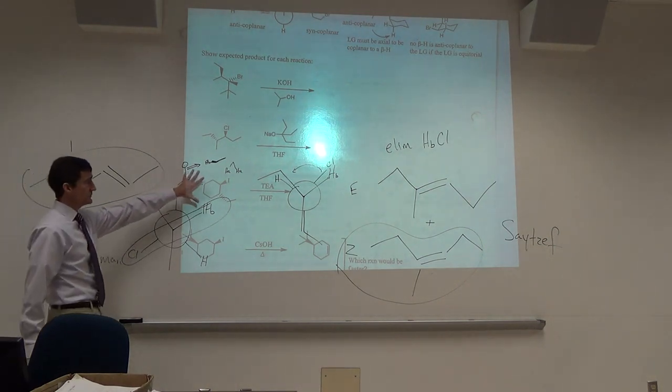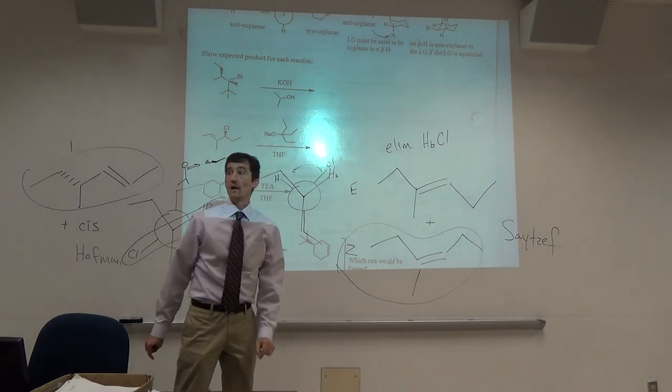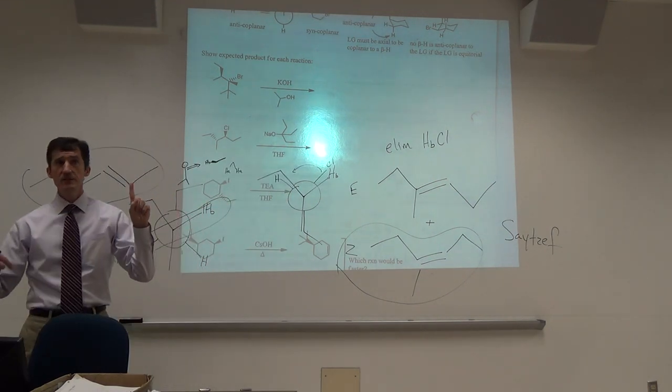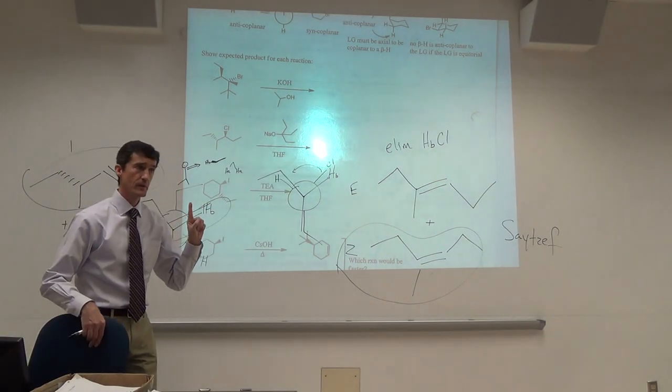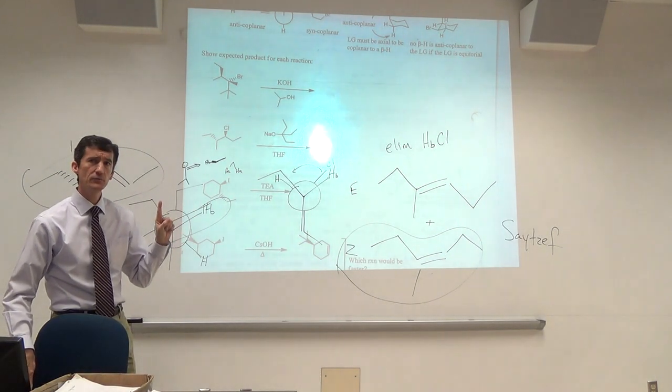Let's look at some examples with rings. We introduced this up there. The leaving group and the beta hydrogen must be anticoplanar. For this to happen, the leaving group has to be what? Equatorial or axial?